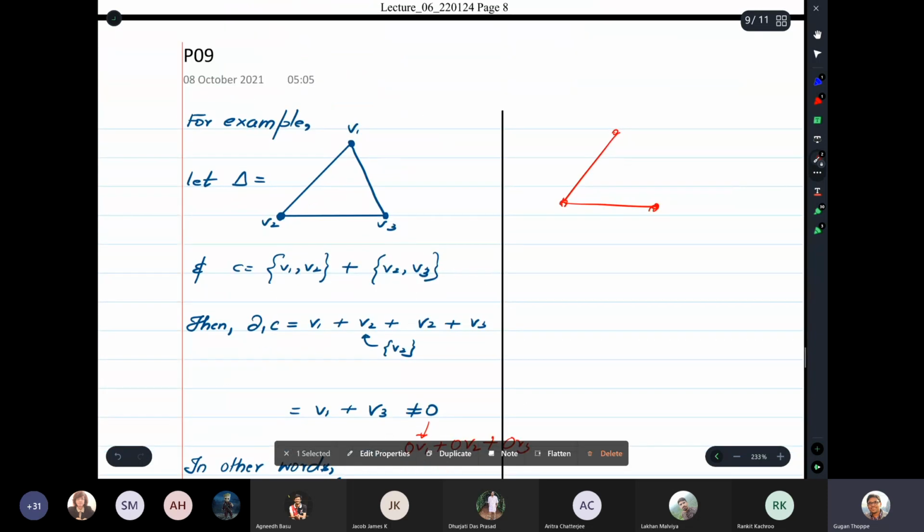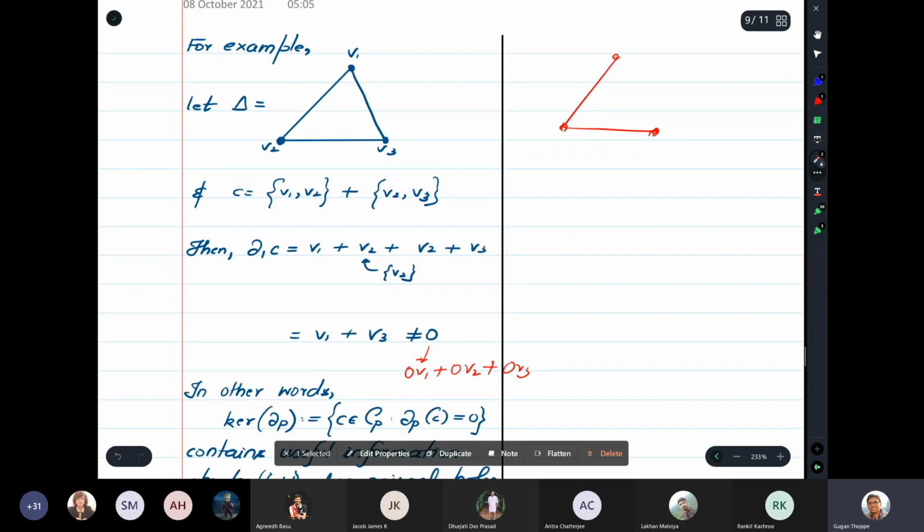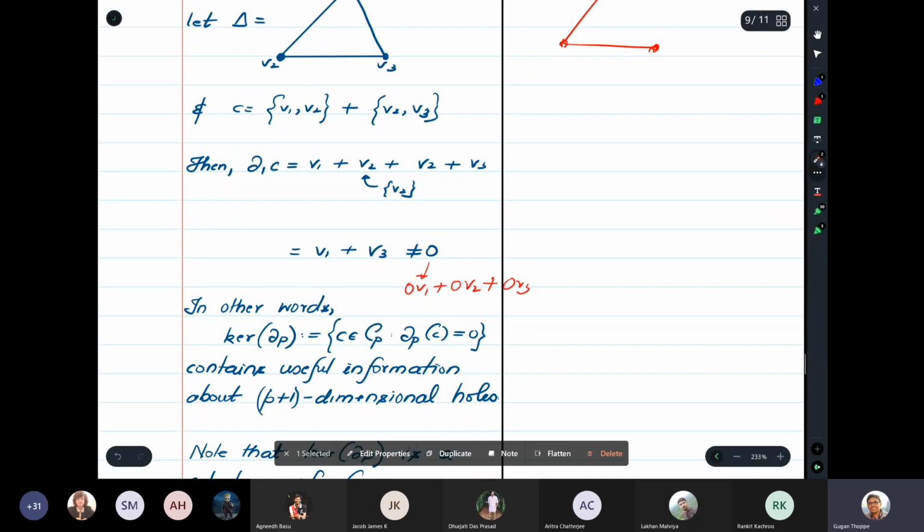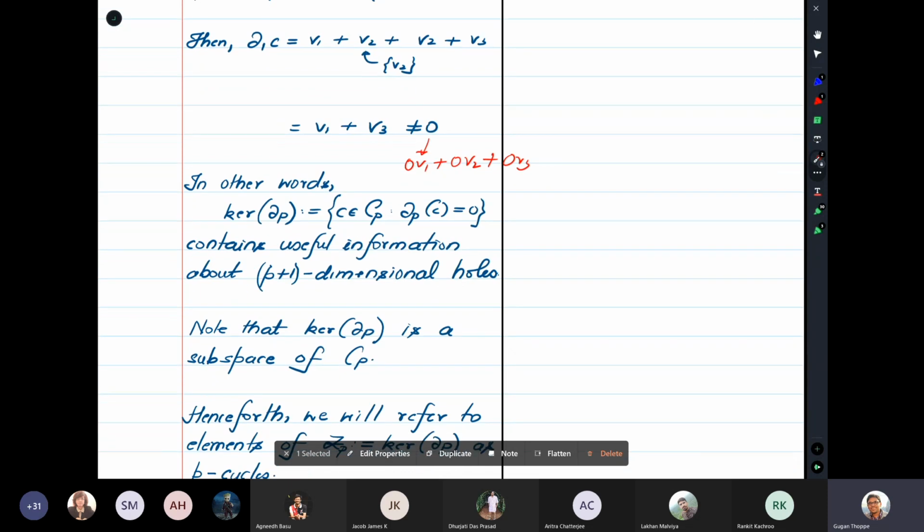So you can see that if you had given these 3 edges as input to this DABA1 operator, you would have got 0. Whereas if you just gave these 2 edges, the combination of these 2 edges, as input to DABA1, it doesn't take it to 0, right? So in this sense, you can see that the DABA-P operator is very special. It takes these special elements to 0.